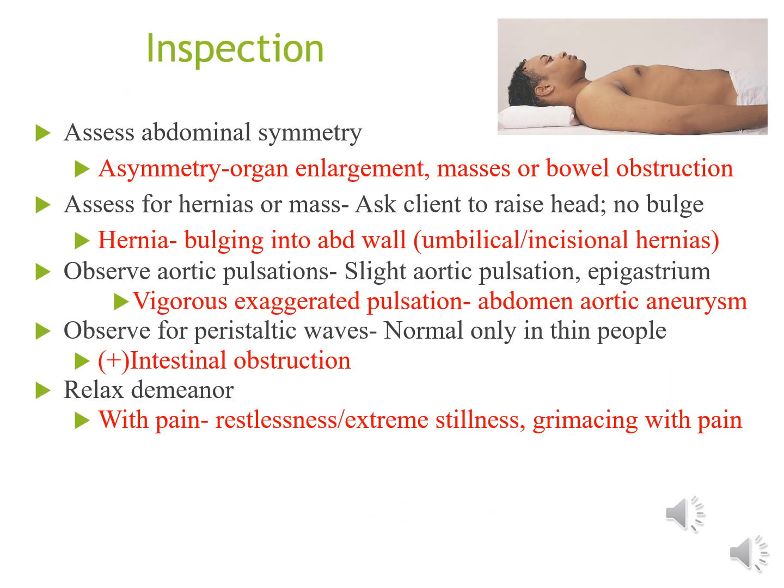So again, continuing the inspection, we're looking for symmetry. We're looking for any hernias or masses, and we can see that with deviation or bulges in the abdomen. We know a hernia is a bulge through the abdominal wall, and that can happen in the umbilical, incisional, and inguinal hernia spaces. We assess for aortic pulsations, which is an exaggerated pulsation in the epigastric area. And we never palpate those because they may be abdominal aortic aneurysms, and we'd never want to injure your patient doing that.